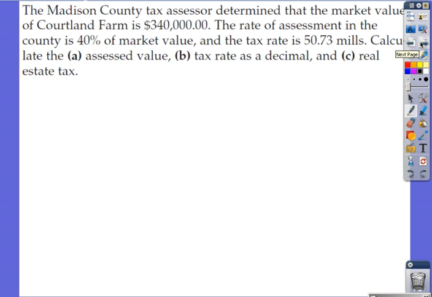First example, the Madison County tax assessor determined that the market value of Cortland Farm is $340,000. The rate of assessment in the county is 40% of the market value, and the tax rate is 50.73 mills. Calculate the assessed value, the tax rate as a decimal, and the real estate tax. Okay, first thing we need to do, find the assessed value.